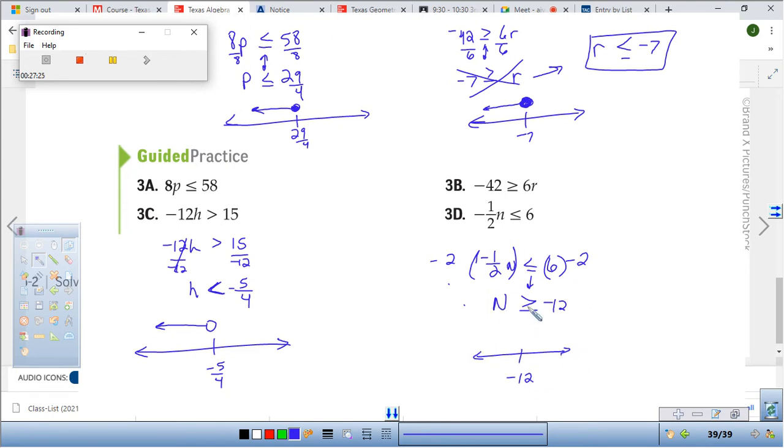Variable on the left, pointed to the right. So here, I go to the right. What's wrong with this one? What's wrong with that last one right there, guys? Equal sign, shade it in.